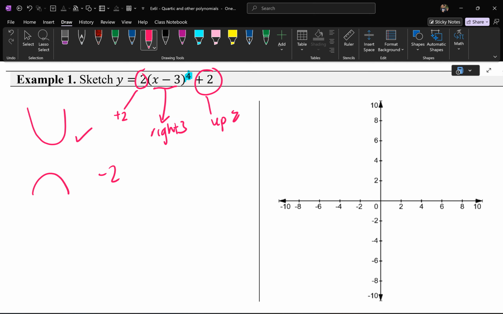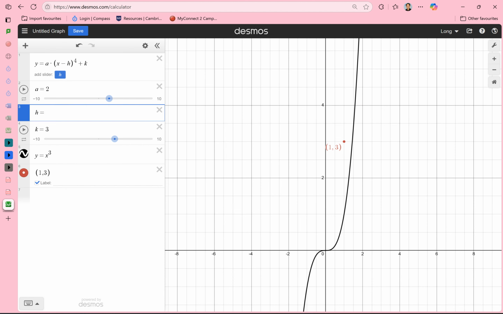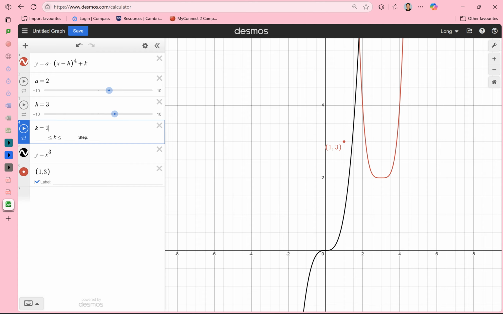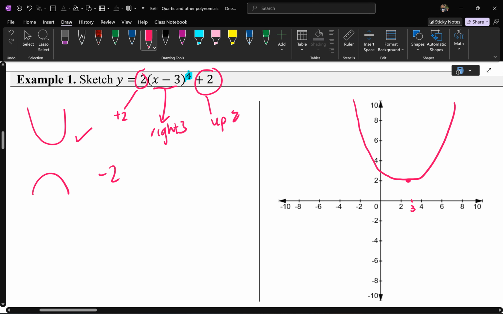It will flip horizontally or vertically, right? So if I were to predict this graph right now, up by 2, to the right by 3, here's my turning point. It's symmetrical, and the only thing I don't know is where the y-intercept is. So if I test that right now for you guys to see, change A to 2, change H to 3, change K to 2. There we go. We've got it right there, but I just don't know where the y-intercept was. So I assumed the y-intercept was at 3, but it's not.